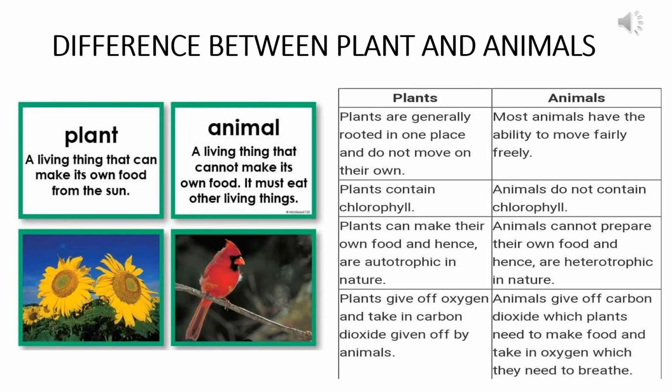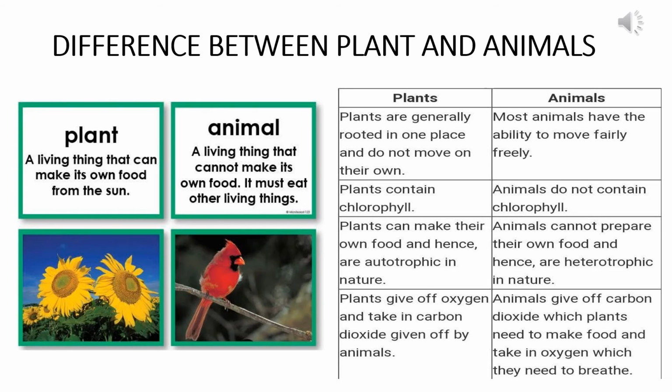We will try to differentiate between the plants and the animals on the basis of some points. The major difference between plants and animals is that the plants have chlorophyll, which is the green pigment, and that green pigment can trap the solar energy, and by trapping the solar energy, the plant can make their own food. But since animals don't have any chlorophyll or any green pigment, they cannot trap the solar energy, so they are dependent on the plant directly or indirectly for obtaining their food and nutrition.